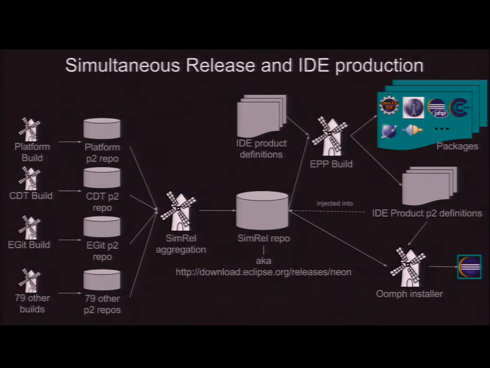Current one is releases/mars. And from this big aggregated repository containing all IDE-related projects in the simultaneous release, the EPP project, Eclipse Packaging Project, takes some description file to generate the packages that you can then download. Those packages are also accessible through the Oomph installer, which is proxying the product definition and the simultaneous release repository. So it's really a contributive and aggregated approach.